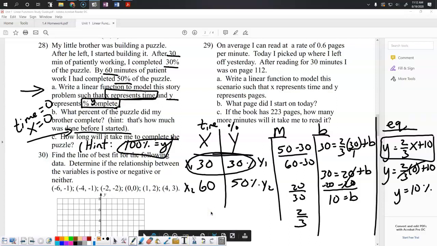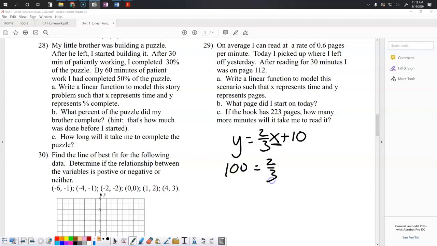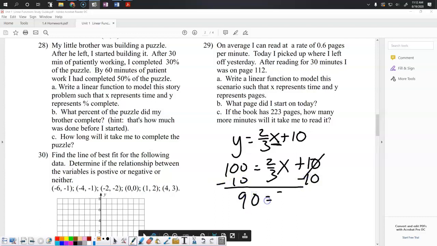So that's the question here. We have the equation y equals 2/3 x plus 10. And the question is, what's x, how long will it take for me to complete the puzzle? In other words, 100% of the puzzle. So I plug in 100 for y, because y is the percent, and I've completed 100%. And I need to solve for x, which is the time. So step 1 is to minus the 10 on both sides. That's pretty easy. Step 2, how do we solve this? I would multiply both sides by 3/1, because here those will cancel.